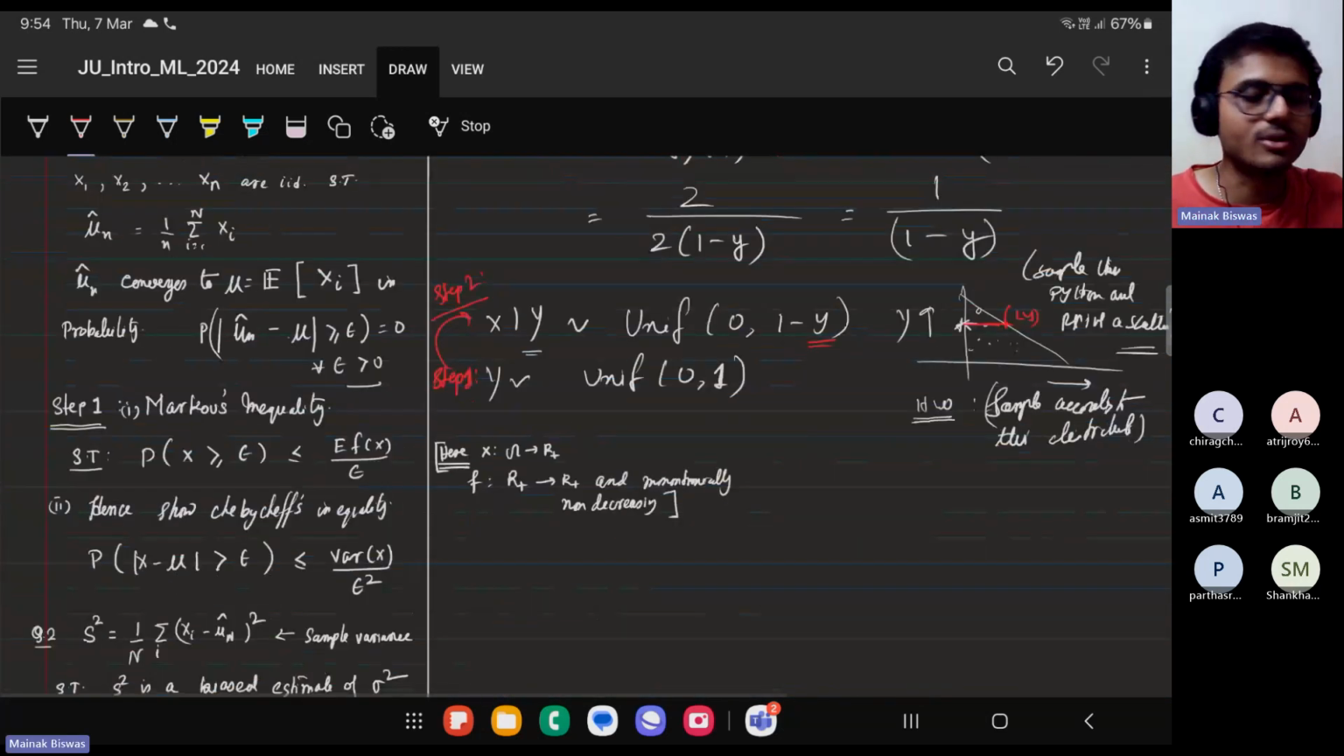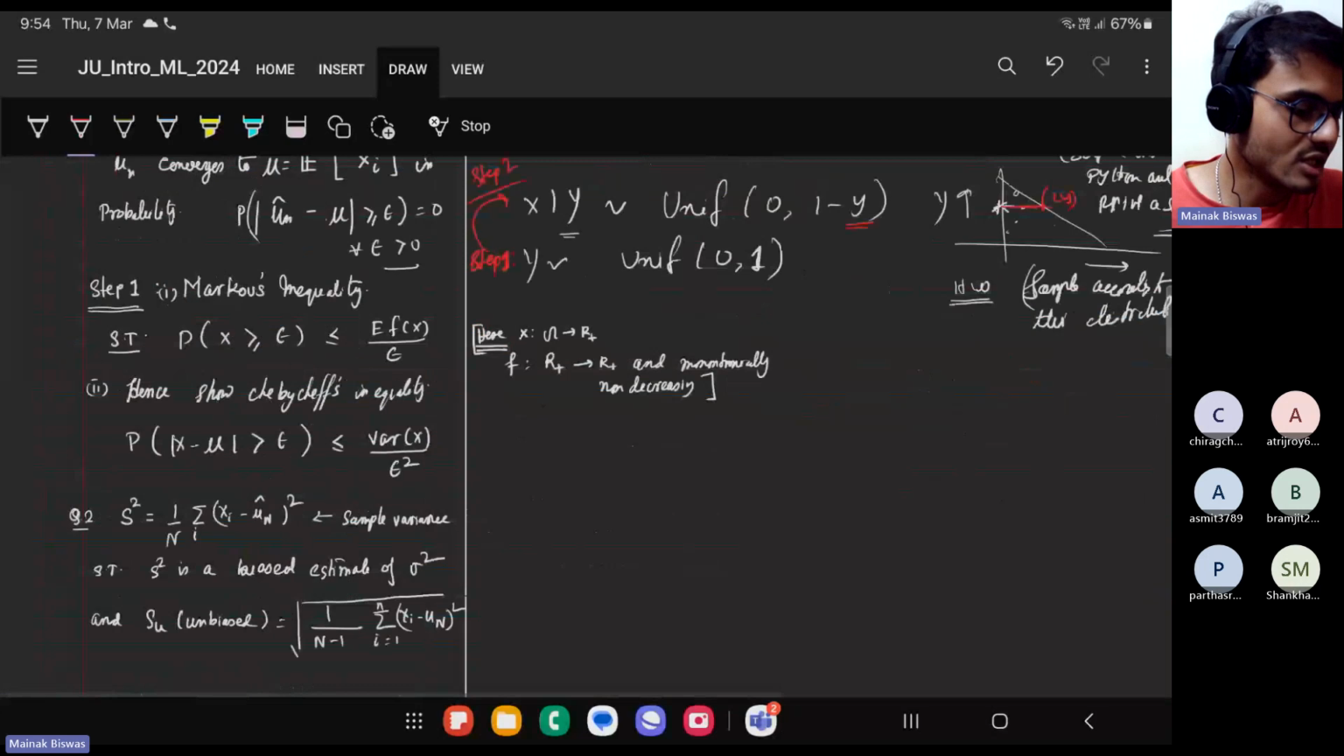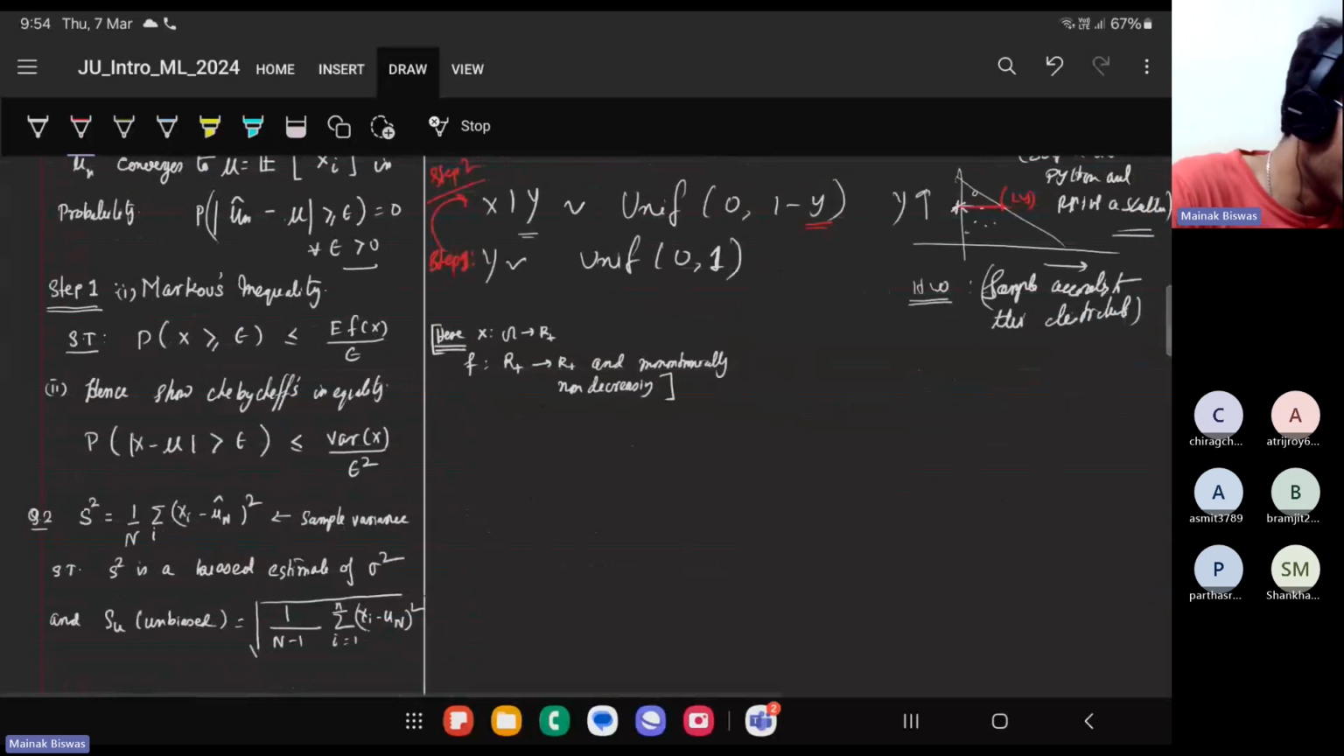Good. Now let's see. Now we have stopped learning about basic things. We know now the majority of common distributions. We know conditional expectation. We know conditional distributions. We know joint distributions. Everything is known to us. Now let us use it for one particular case, which is also known as the weak law of large numbers, which we will be using throughout our machine learning course.